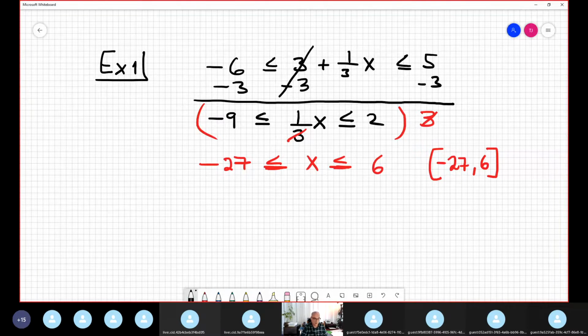Super easy or super complicated? Opinion.